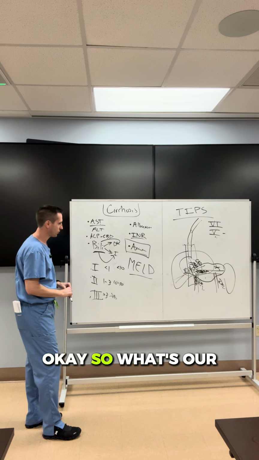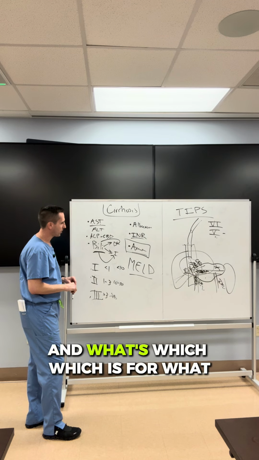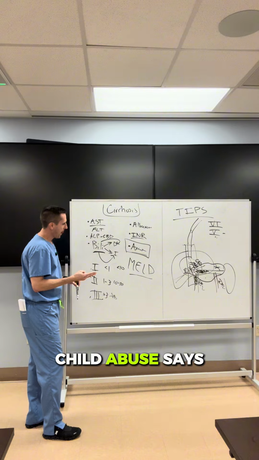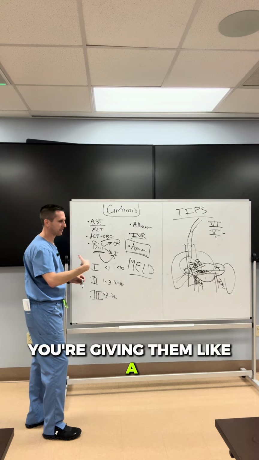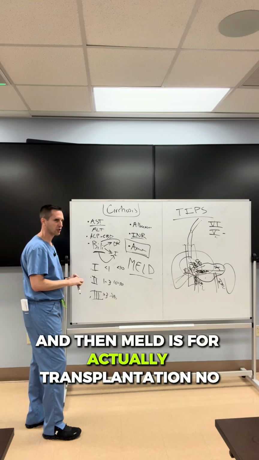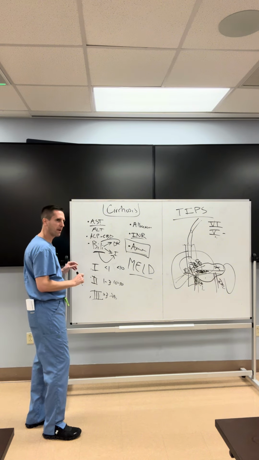Okay. So did you guys pull that up? MELD and the other one? The Child-Pugh. Child-Pugh, yeah. And which is for what? Well, Child-Pugh just says it's useful in the prognosis of patients with cirrhosis. Yeah, so you're giving them like a survivability. And then MELD is for actually transplantation, no? Yeah. What are the components of a MELD score?